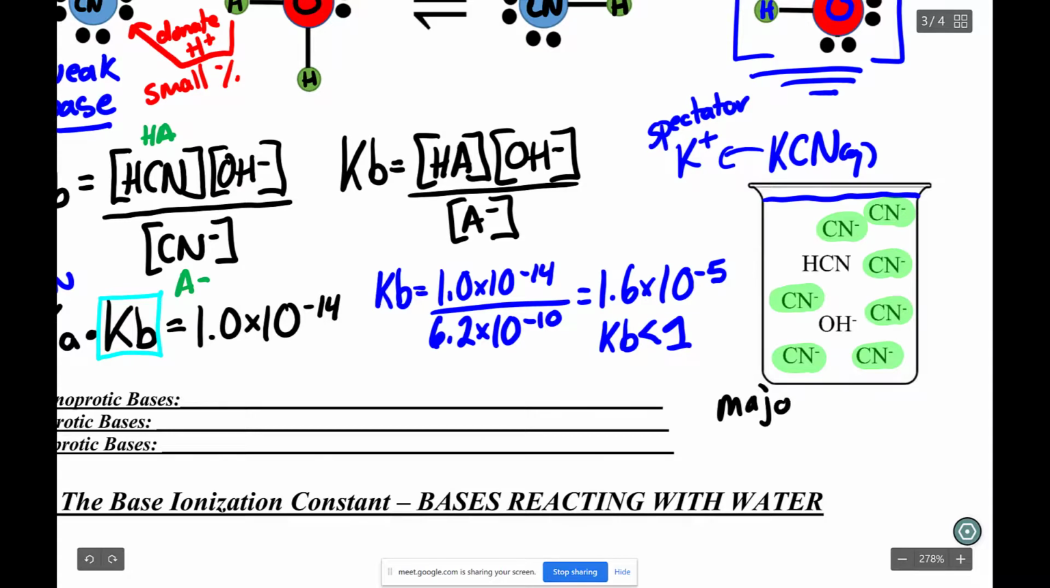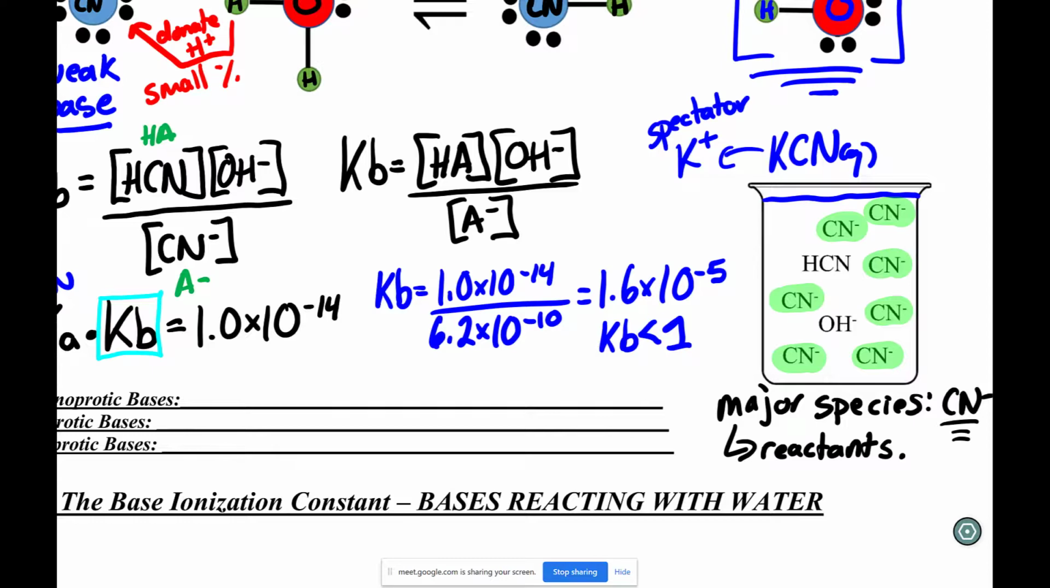So the major species in this specific reaction would be the CN-, and the minor species would be the HCN and OH-, but we're really just focused on our major species. So with any weak base ionizing in water, our major species are always going to be the reactants, but we wouldn't include water in there because it's also the solvent.